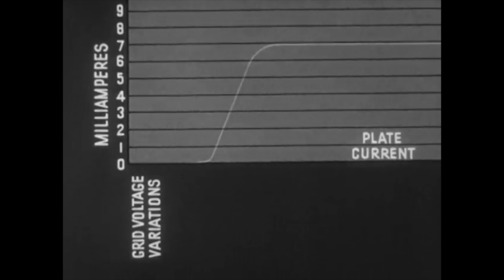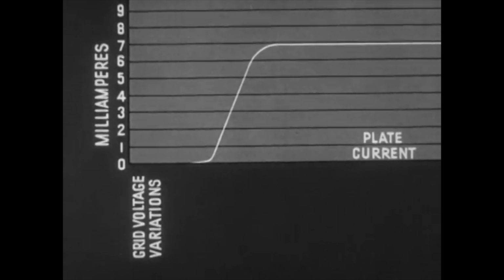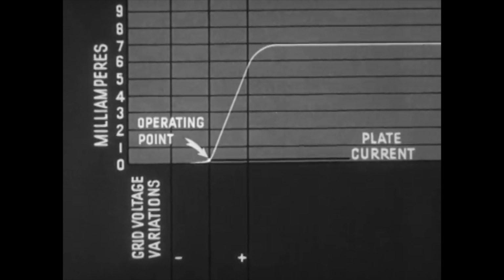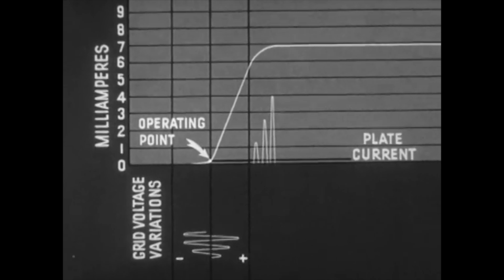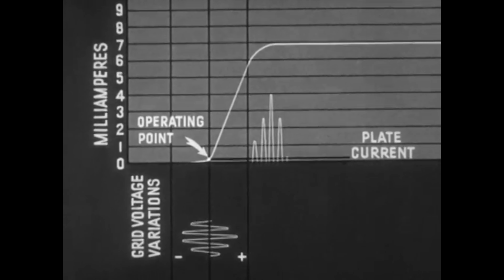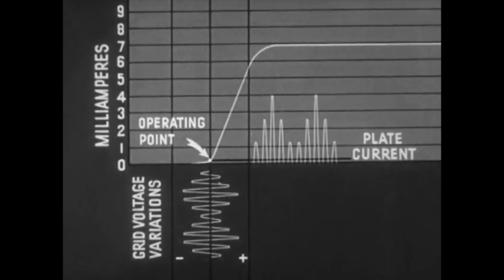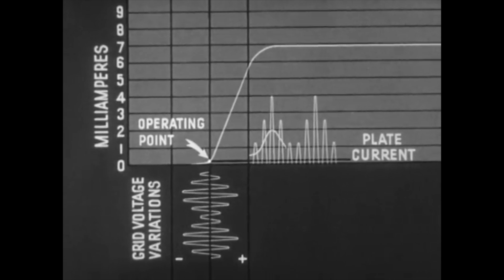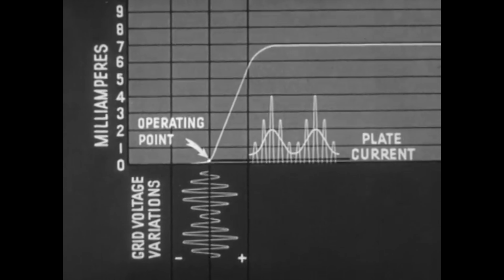The vacuum tube may also be operated as a detector. When used for this purpose, the grid bias is adjusted so that the operating point of the tube is just below the straight portion or knee of the characteristic curve. As a result, the positive half cycle of the radio frequency current in the grid circuit is amplified much more than the negative half of the cycle. The average plate current resulting from the unequal amplification of the positive and negative half cycles will be a direct current pulsating at audio frequency. Such a current will operate the earphones.